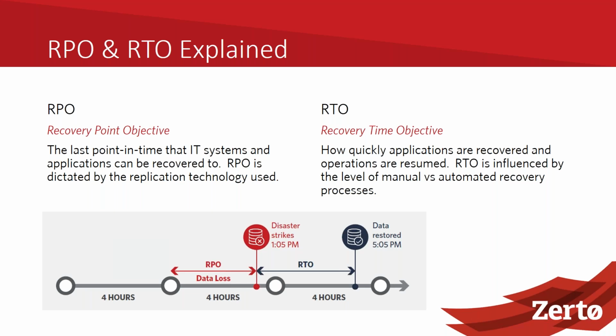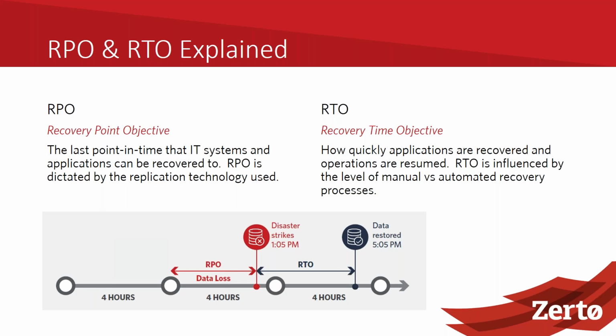So it's how much data you're going to lose, measured in time, between the moment an incident strikes and whatever point you can recover that data back to. Your recovery time objective is the other side of that line, so it's how quickly you can actually get your application services back up and running. And there are different factors that influence both of these figures.